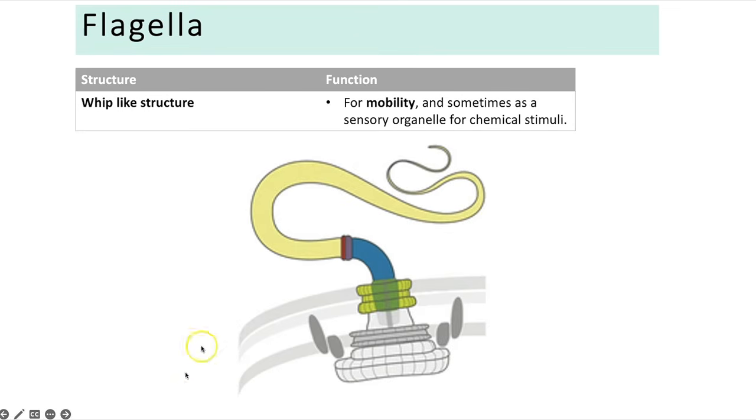Flagella is the next structure, and this is a whip-like structure we can see here, and this will spin round at the base using a motor, and as it spins, it enables movement. Now, you don't have this on every single cell, but one example of a cell that would have it is a sperm cell, for example.